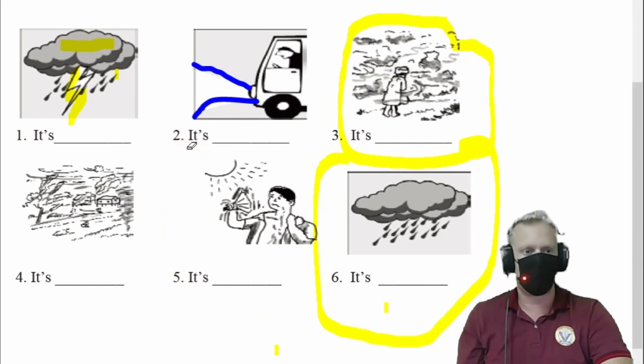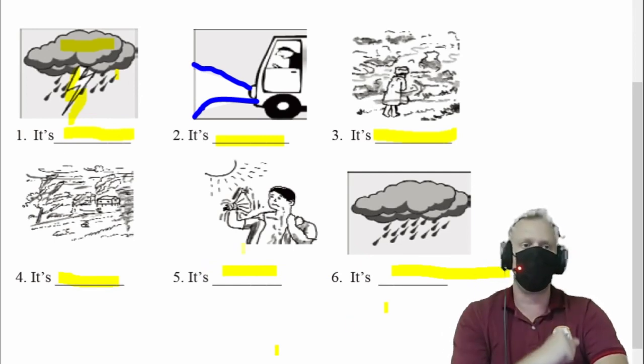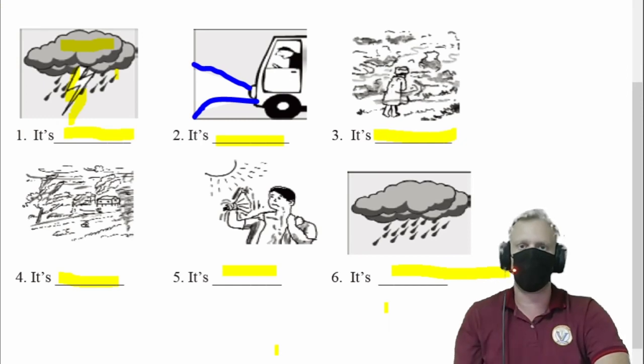I want you to write in the space what the weather is like. So here you write it's stormy, it's foggy, it's cold, it's windy, it's hot, and the last one, it's rainy. Okay, let's move on to the next activity.